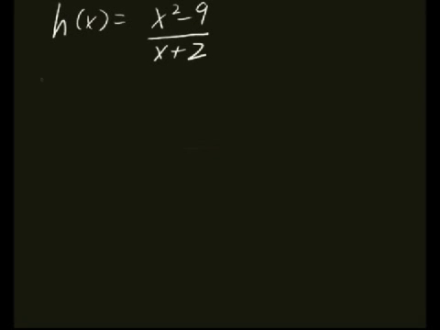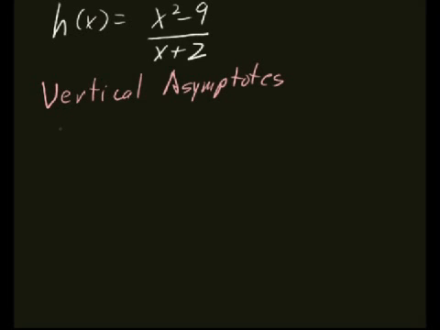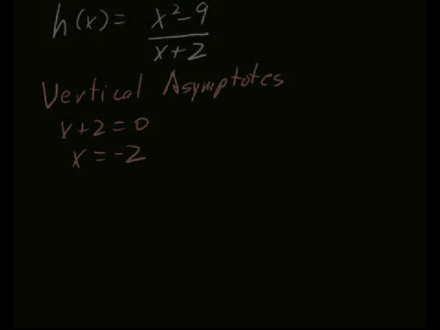Okay, one more example. In h of x, first I'm going to try to find the vertical asymptotes. In other words, what will mess up that denominator? What will make it equal 0? So I'm going to set the denominator, x plus 2, equal to 0. Subtract 2 from both sides, and I'm going to get x equals negative 2. That's my vertical asymptote.